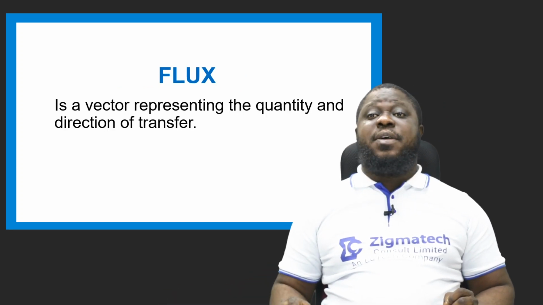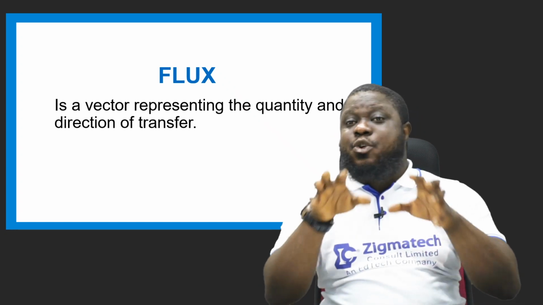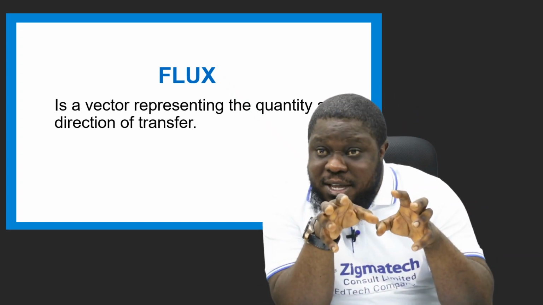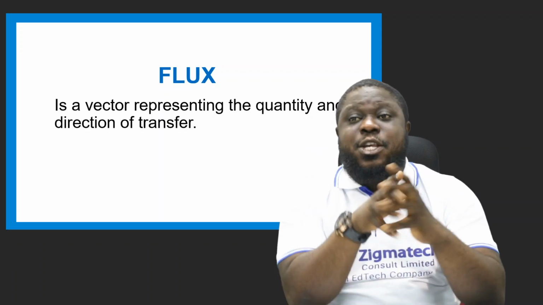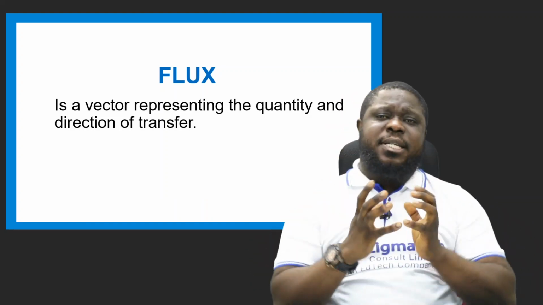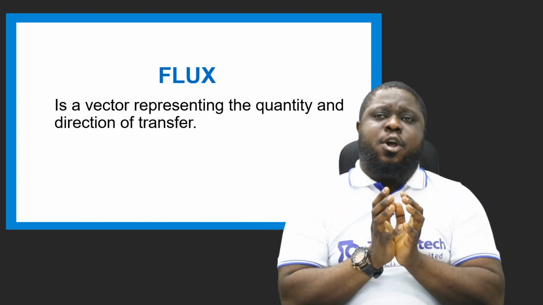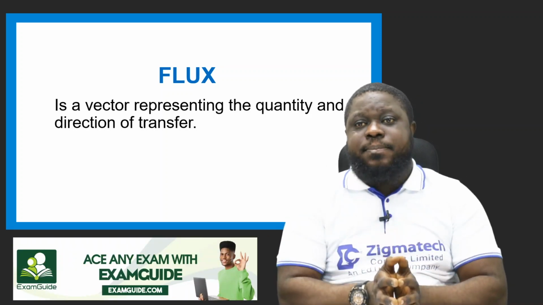Now, what is a flux? A flux is a vector representing the quantity and direction of transfer. So in essence, this quantity and direction is equal to the concentration. Like I said, the quantity, they come out in a bulk flow. When they come out in a bulk flow, the concentration is high at that time.